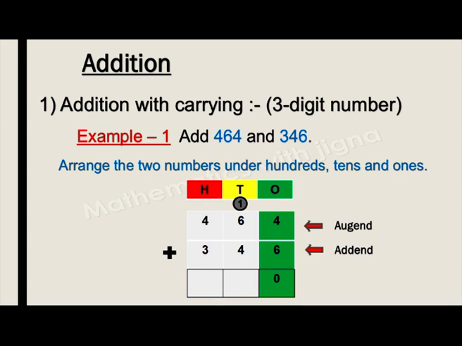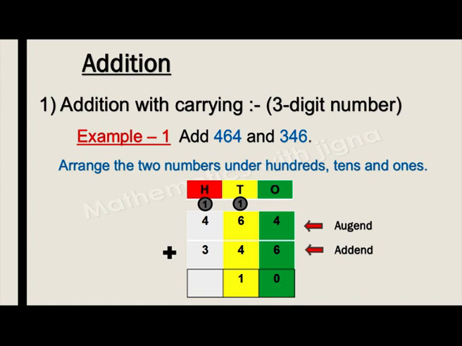Now step 2. Add the digits at the tens place. 6 plus 4 and add one more 10 which we carried over. So 6 plus 4 plus 1 is equal to 11. So write 1 in the tens place and carry over 100 to the hundreds column.